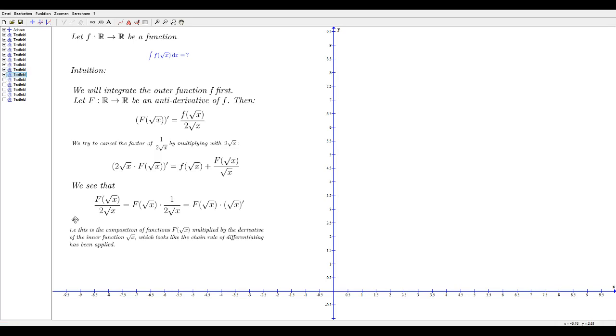So again, in text form, I summed this up. This is the composition of the functions multiplied by the derivative of the inner function, and that looks like the chain rule of differentiating has been applied. And now we get a little bit more precise.